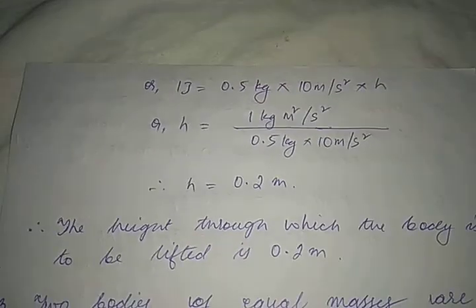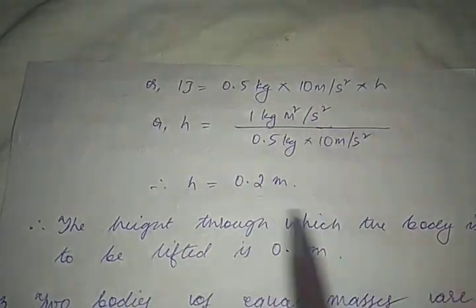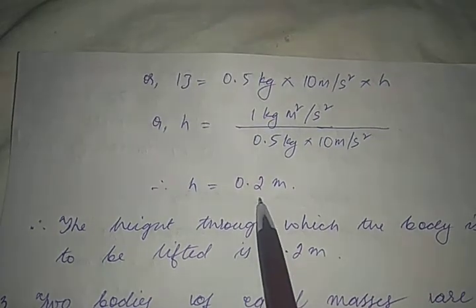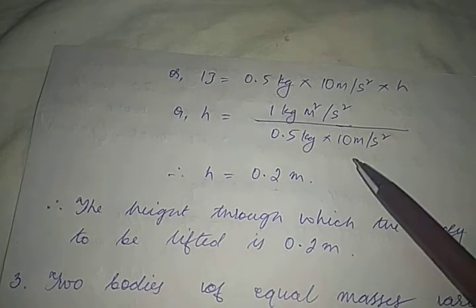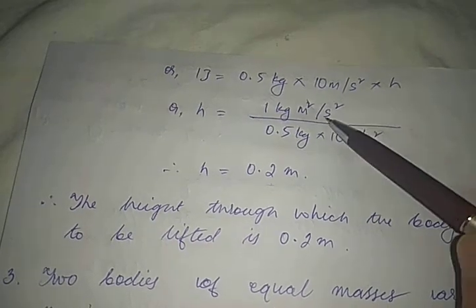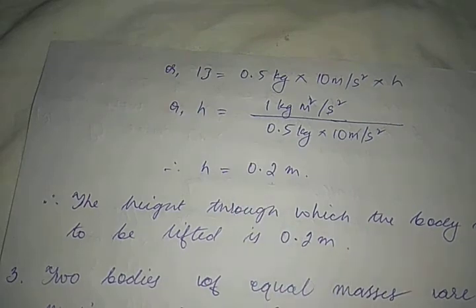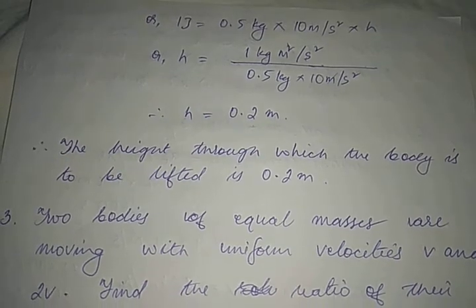So 1 joule is 0.5 kilograms, substituting the value of m, that of g, and we need to find h. So h is 1 kilogram meter squared per second squared divided by 0.5 kg into 10 meters per second squared. And you do the math, you'll get 0.2. Of course the unit will be meters. Why? Because this kilogram, they divide each other out. This meter and 1 meter from here, they divide each other, and second squared, they divide each other. So what we are only left with is meter. So this is 0.2 meters. So height through which the body is to be lifted is 0.2 meters.